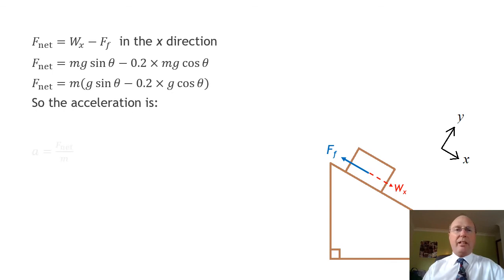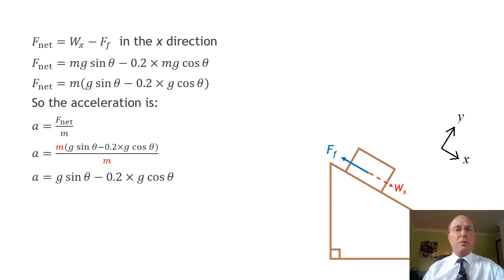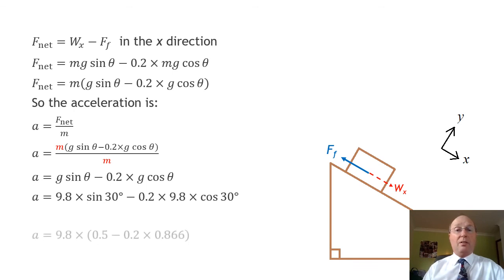So the acceleration is, remember, a equals F net on m. So it's that expression we've just found over m, and notice in this case the m's cancel, leaving us with a equals g sine theta minus 0.2 times g cos theta. We can substitute for sine theta as being sine 30 degrees, g is 9.8, and cos 30 for cos theta. By a bit of rearranging, we can make the calculation simple.